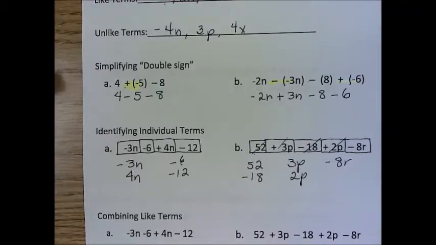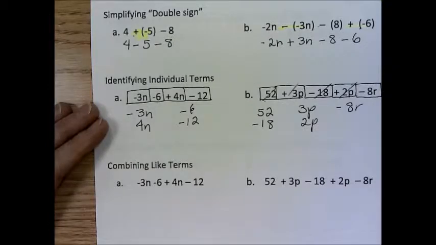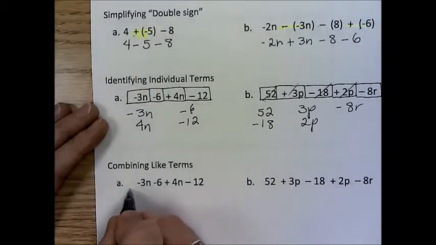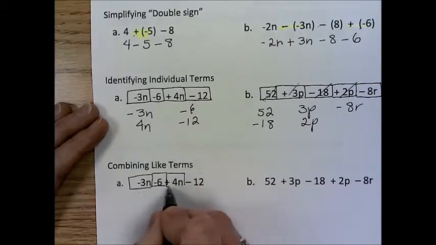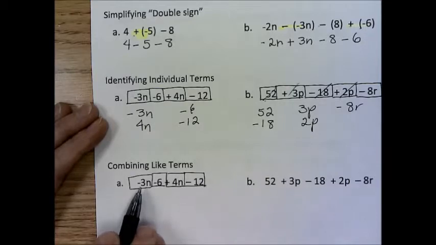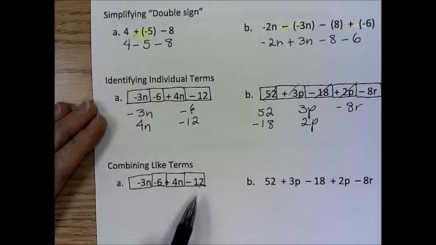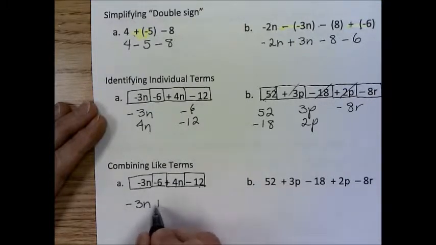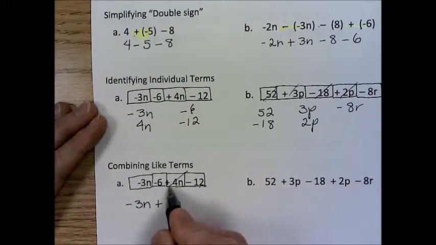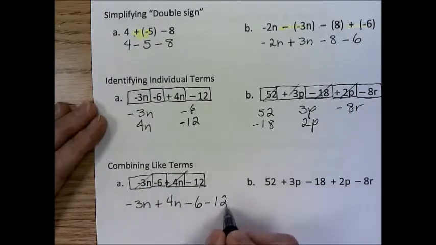So now that we've talked about taking care of signs and identifying terms, let's talk about how to combine like terms. The first thing we're going to do is separate these terms so we don't mix up any of the signs. So I have a -3n, a -6, a +4n, and -12. So they're out of order, so let's put our n's first. So first this would just be -3n plus 4n. I've taken care of those. And now I have -6 minus 12.